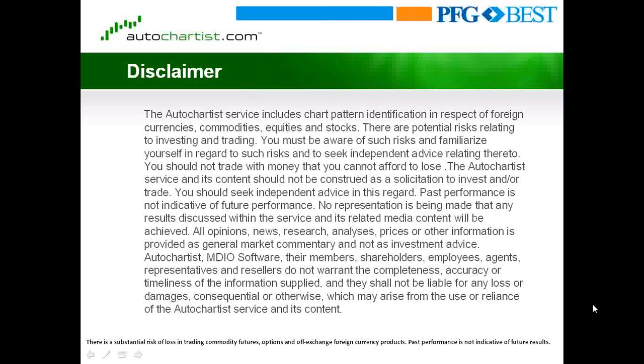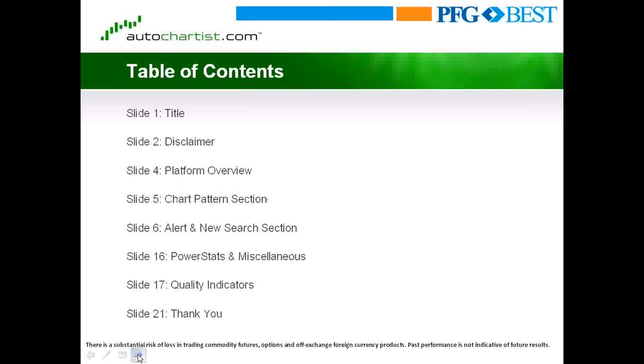Okay, that being said, we'll now move on to the rest of the webinar. We're going to be moving between PowerPoint screens and Autochartist demo screens, as well as the PFG Best MT4 screen. So we'll be hopping around quite a bit, and I'll try to keep it as informal as possible and give you the relevant information without making it boring, I hope.